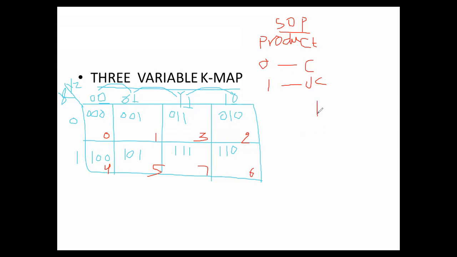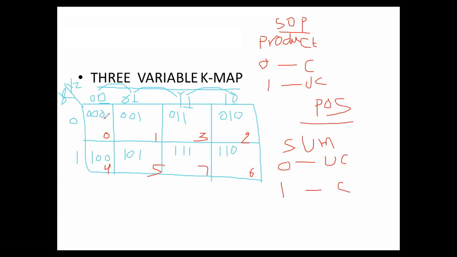If you are taking the product of sums, then each cell has a sum term. Here, if 0 is there, then that will be taken in uncomplemented form, without bar. Uncomplemented means without bar; complemented means with bar. If 1 is there, then this will be taken in complemented form.